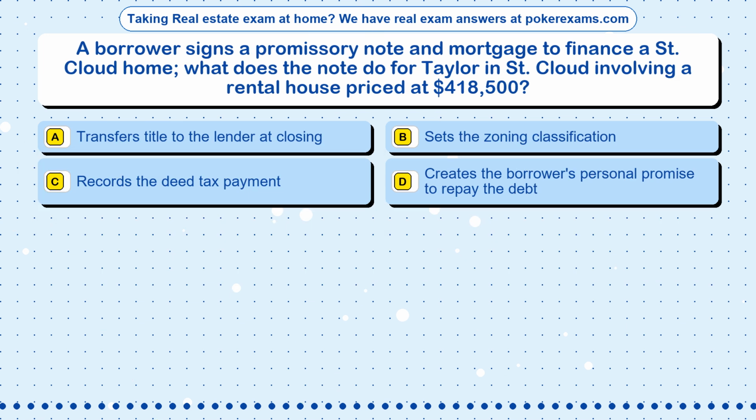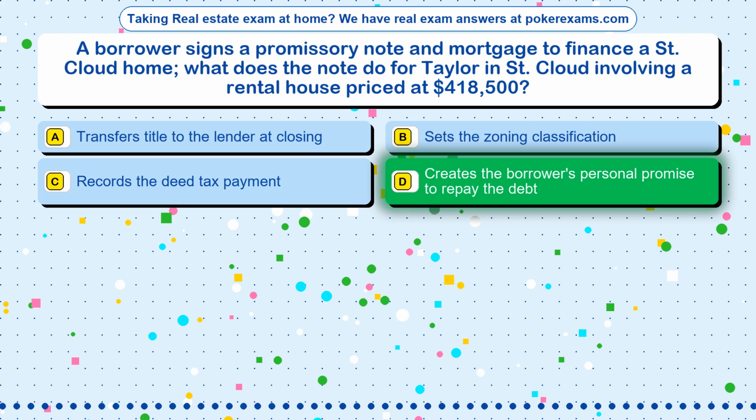Question 40. A borrower signs a promissory note and mortgage to finance a St. Cloud home. What does the note do for Taylor and St. Cloud involving a rental house priced at $418,500? Option A, transfers title to the lender at closing. Option B, sets the zoning classification. Option C, records the deed tax payment. Option D, creates the borrower's personal promise to repay the debt.